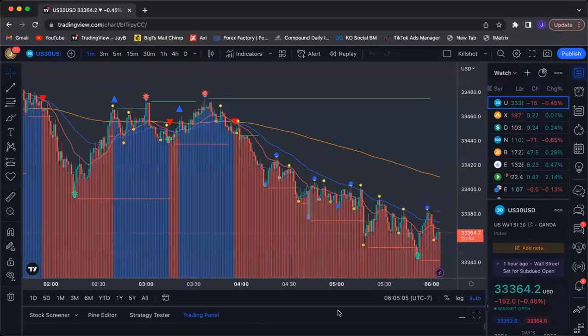So here's what we're going to do today. We're going to start with one of the most basic things in trading, and one of the basic things that this indicator does. Okay. So we're going to record this.